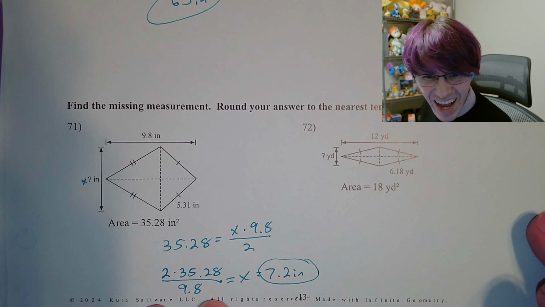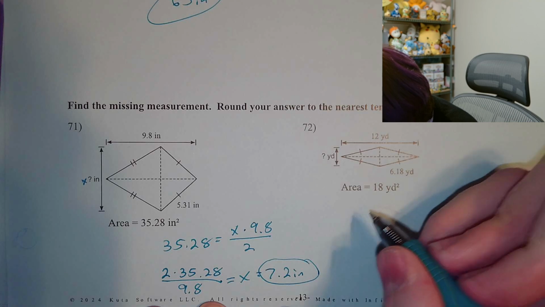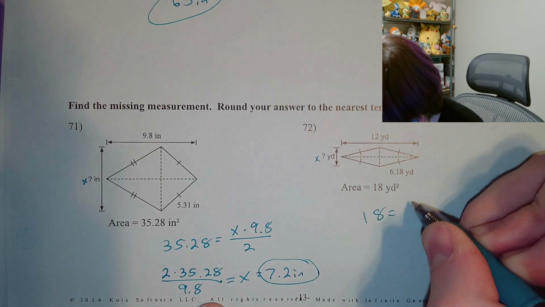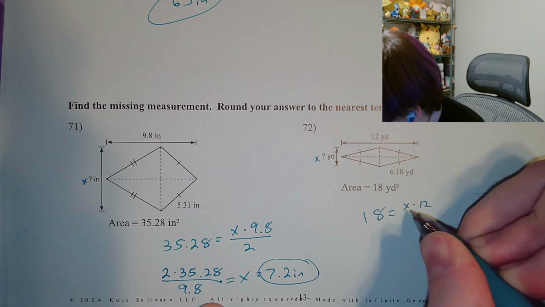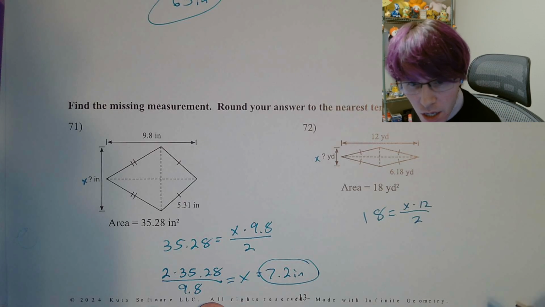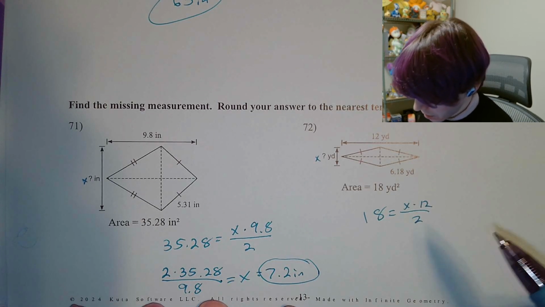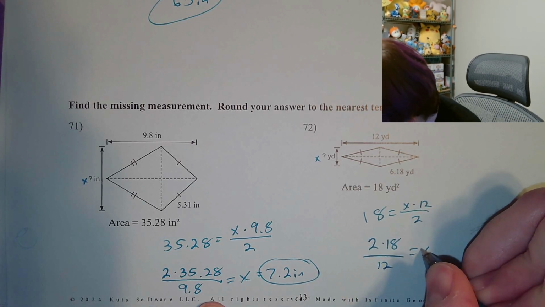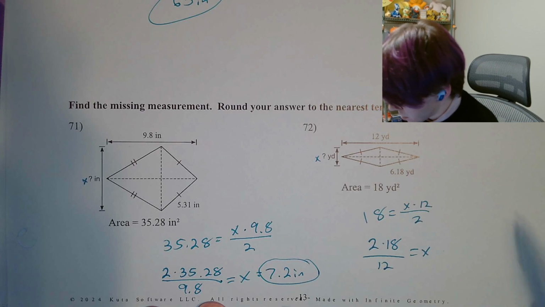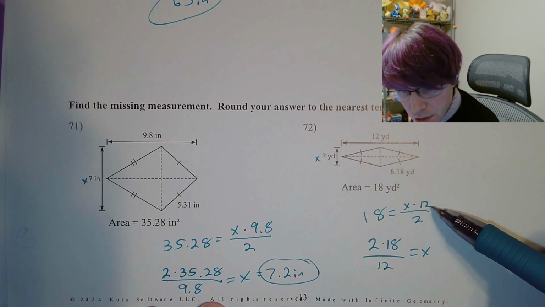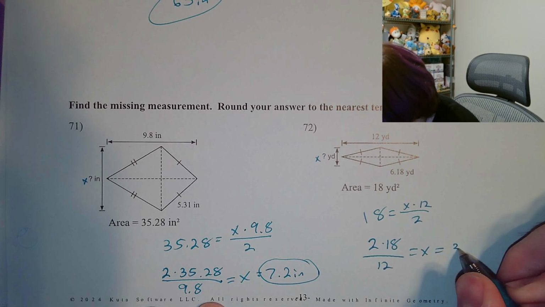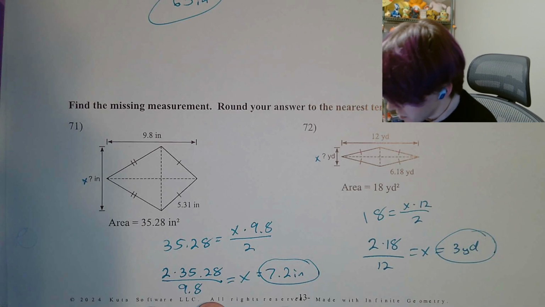Over here, exactly the same formula. Not sure why this formula is showing up so often, but 18 is going to be equal to that same letter x times 12 divided by 2. And on this one, I think we could actually just do it in our head, right? Well, I won't do it in my head, but we could. There we go, equals x. I'll do it in my head now. 12 divided by 2 is 6, and then you divide both sides by 6, and you get 3. And it's just yards.